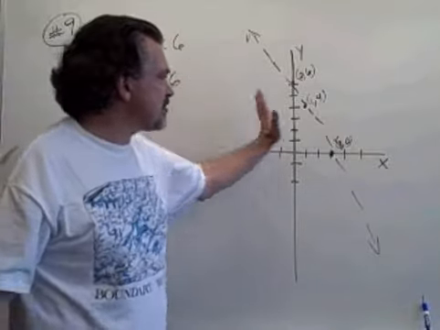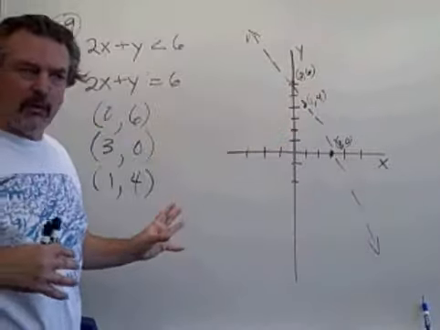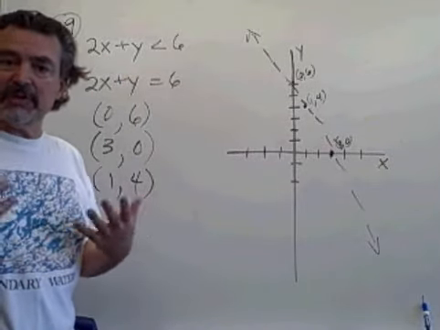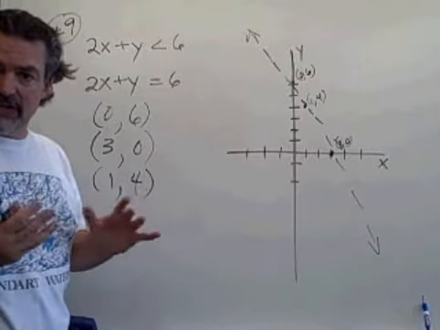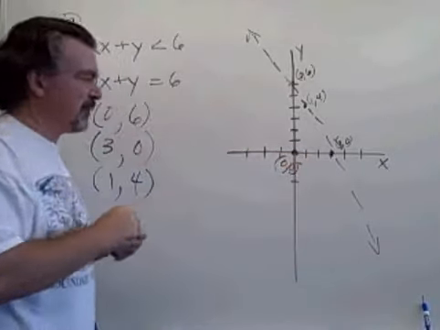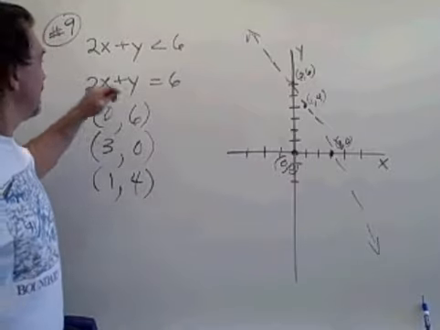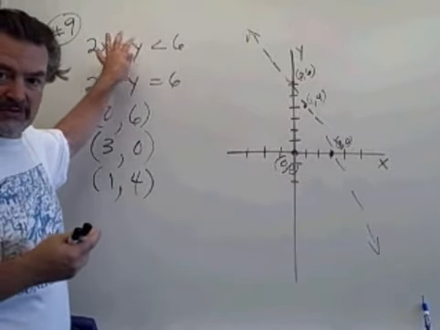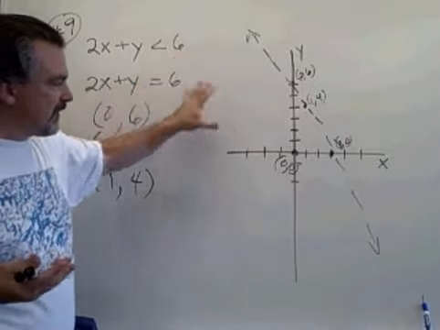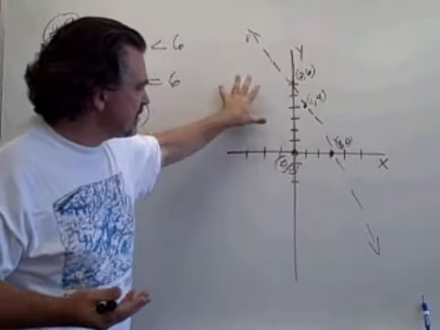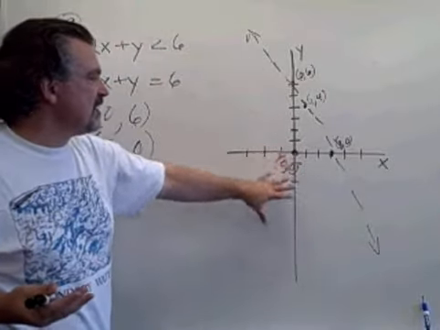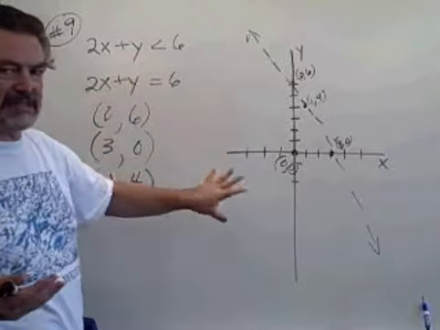Now we have to figure out which side of the line contains the ordered pairs that make 2x plus y less than 6. And the technique we use is to simply pick a point not on the line that's on one side or the other. And let's take the origin. If we were to plug in 0, 0 for x and y, 2 times 0 is 0, 0 plus 0 is 0, 0 is less than 6. Is that a true statement? Yes, it is. So that tells us that the solution set is this range over here, this part of the plane, because these are the points that will make 2x plus y less than 6.